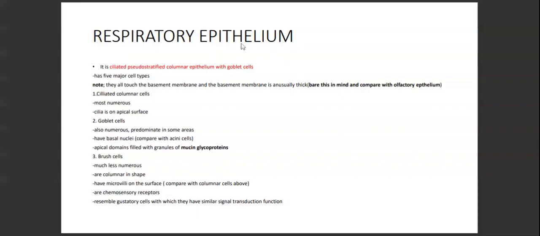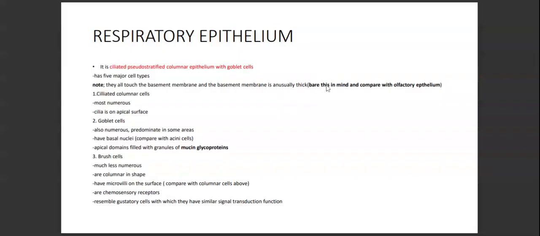So to avoid losing marks in such a manner, just write this if you have an opportunity to. Okay. So in this respiratory epithelium, we find five major types of cells. That is what is very important. These cells, we're going to look at them one by one. Note also that all these cells found in this epithelium touch the basement membrane, and this basement membrane is unusually thick. Compared to the epithelium, the basement membrane is thicker.